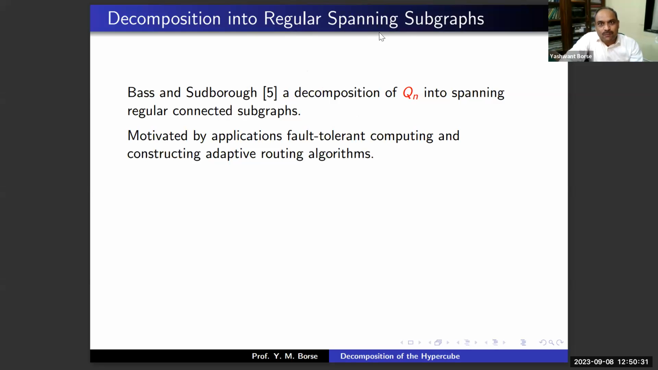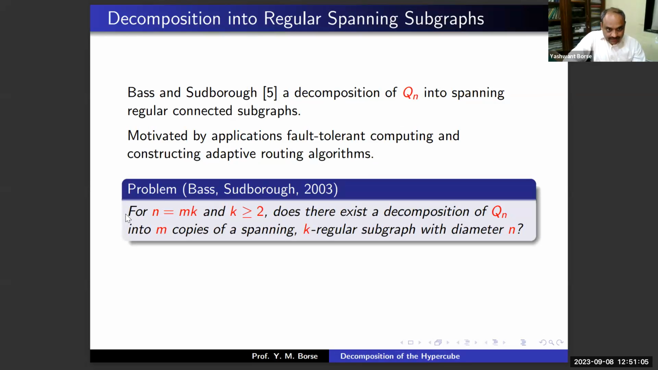And now this is decomposition into spanning regular subgraphs. Now from trees to cycles to spanning subgraphs, factorization, factors. Okay. So Borse and Sudborough considered a decomposition of Qn into spanning regular connected subgraphs. They were motivated by applications in fault tolerant computing and construction of adaptive routing algorithms. So what did they propose? They proposed this problem in 2003.